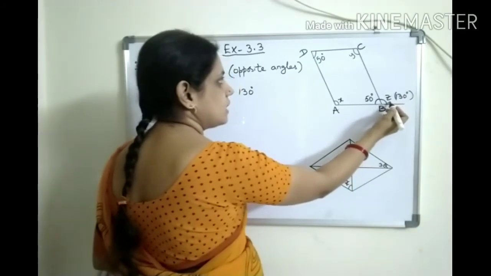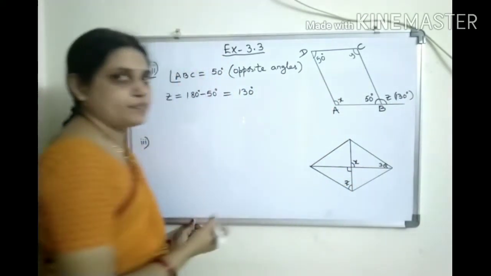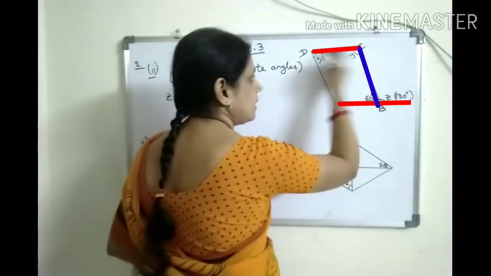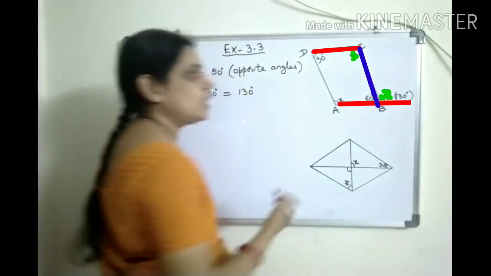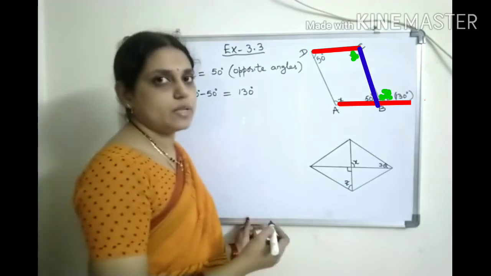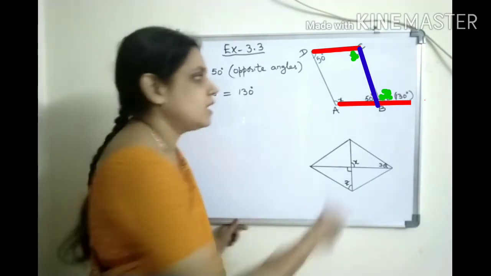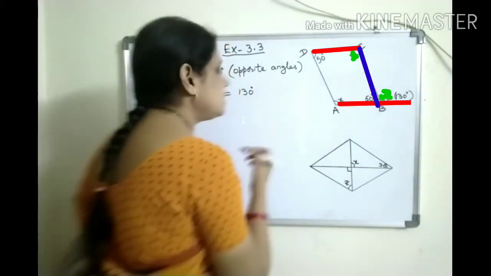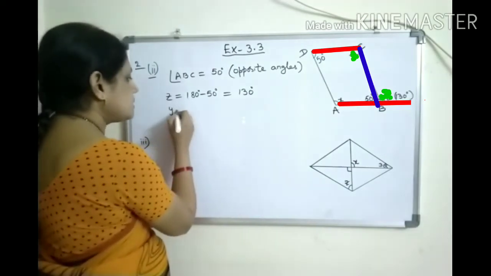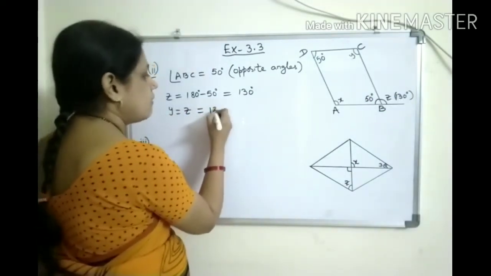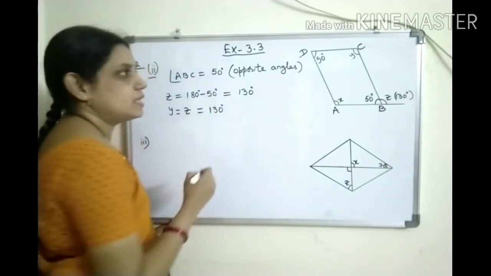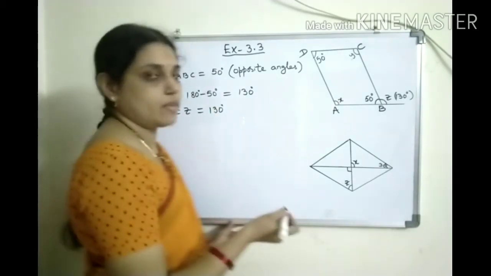So if it is 130, what should be Y? Here these two are parallel lines. AB is parallel to CD and Z and Y are alternate interior angles. According to the properties of a transversal for parallel lines, these two should be equal. Y is equal to Z. How is it? Alternate interior angles. So Y is also 130 degrees. Okay, in that way you can find out.